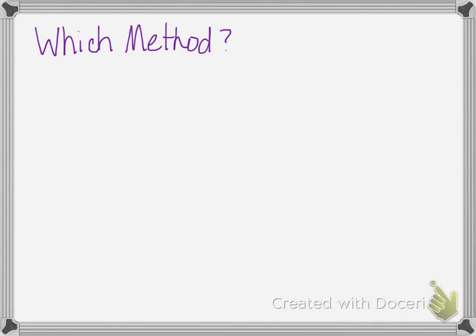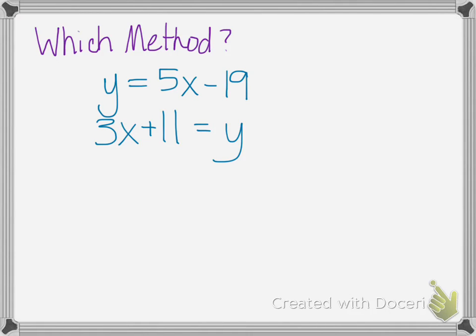Okay, so as you're doing this problem set, for each of the problems, what you want to be thinking about is how can I do this the quickest, easiest way possible. So I'm going to put up a few examples here and have you think quickly about which method you would use to solve it. We're not going to solve these, we're just going to quickly go through a few examples. All right, so here's the first one. Y equals 5x minus 19 and 3x plus 11 equals y. What method would be most efficient?